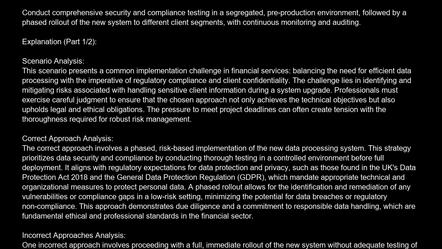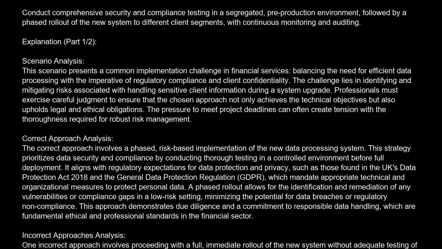Explanation. Scenario analysis. This scenario presents a common implementation challenge in financial services, balancing the need for efficient data processing with the imperative of regulatory compliance and client confidentiality. The challenge lies in identifying and mitigating risks associated with handling sensitive client information during a system upgrade. Professionals must exercise careful judgment to ensure that the chosen approach not only achieves the technical objectives, but also upholds legal and ethical obligations. The pressure to meet project deadlines can often create tension with the thoroughness required for robust risk management.